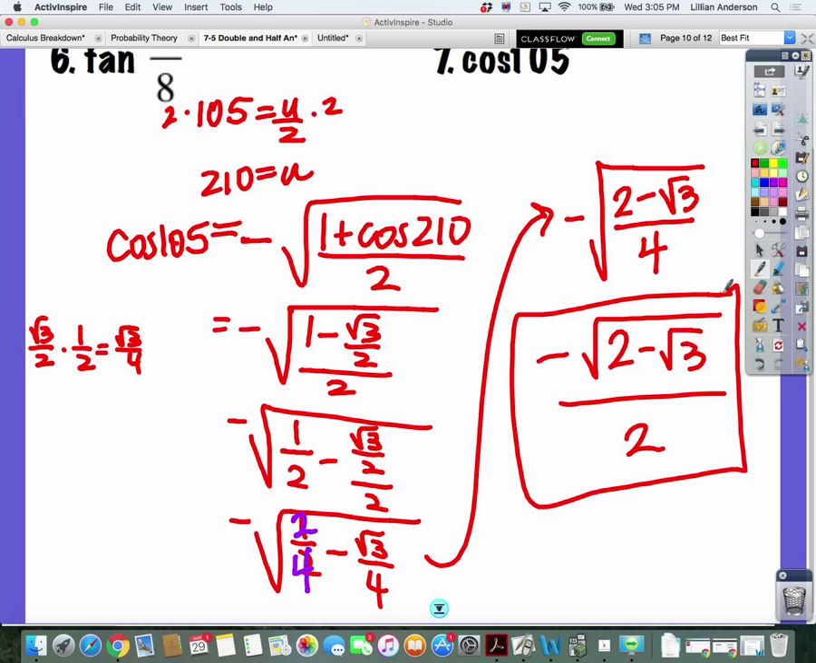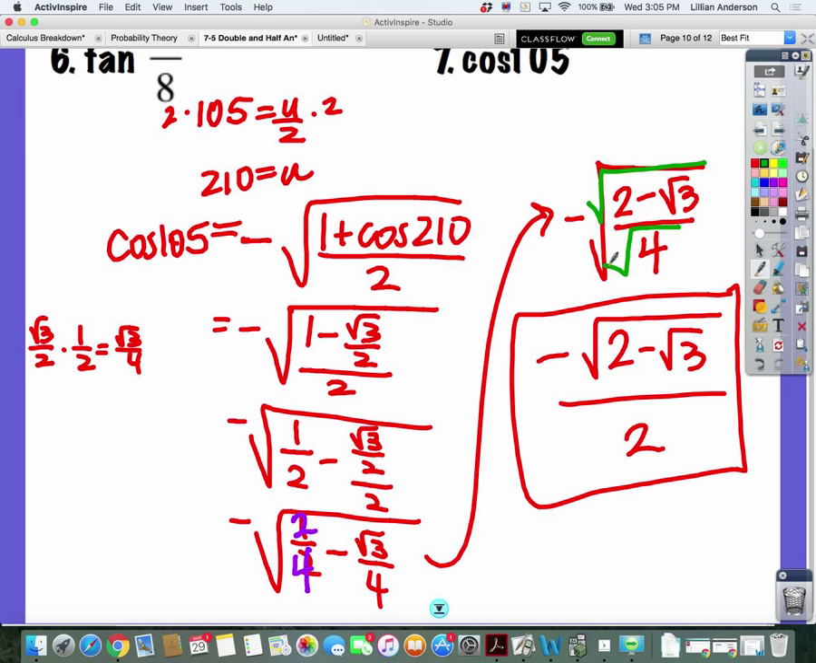Wait, so did you square it? Give it a square root? No, I square rooted the top and the bottom. When you square root a fraction, you square root the top and the bottom. So that's why the top stayed underneath the square root, but the bottom turned into a 2.